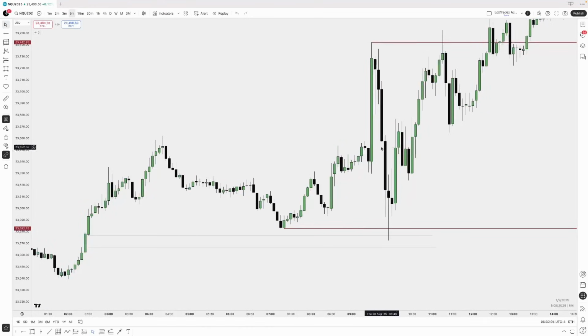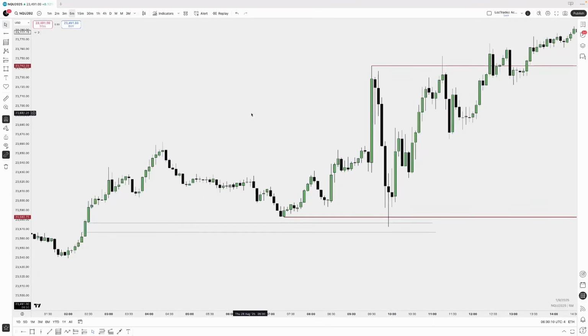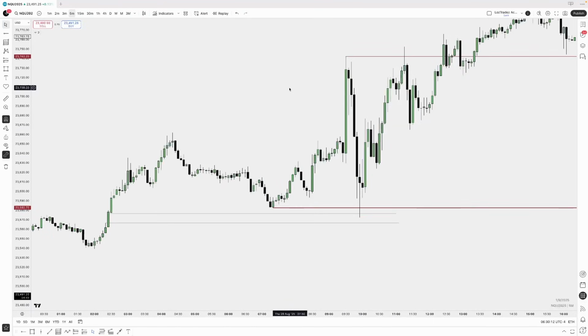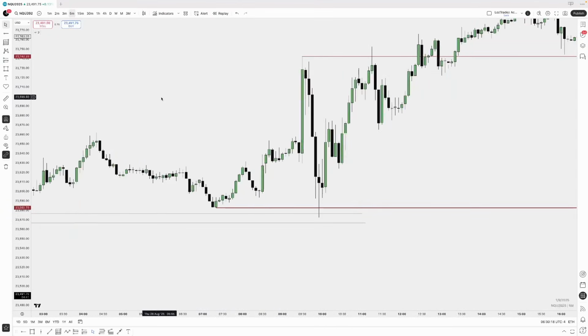But why does every single PD array you'd be expecting to hold in this price leg, why does it hold? Because the logic's there. Because we're bullish on a daily time frame, because we've had a range low into a key level. Then we trade away, and every order block, every fair value gap, every single thing you want to see hold will hold for higher prices.